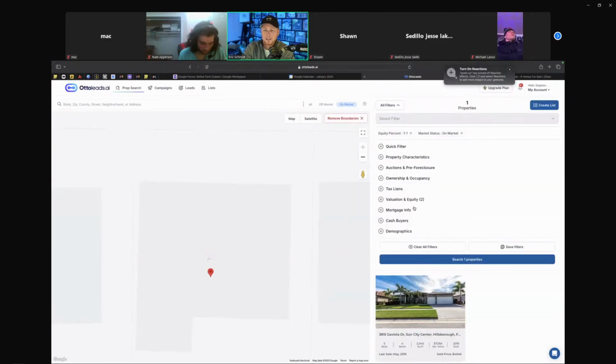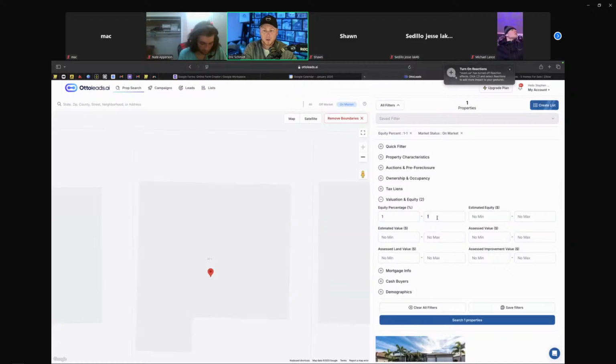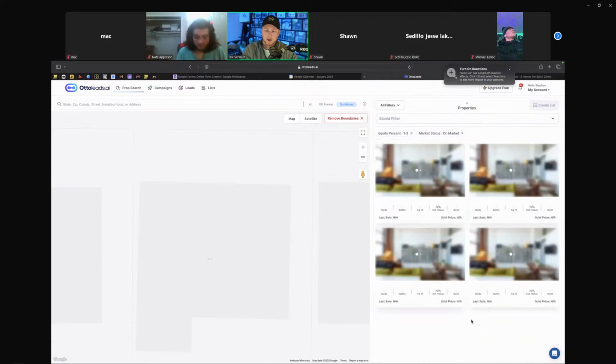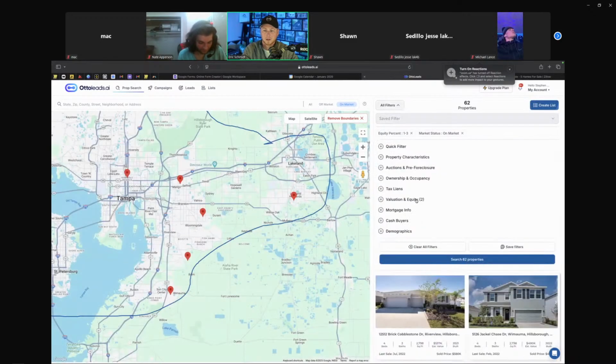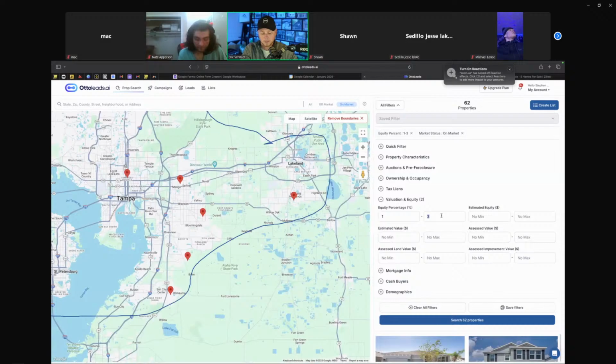So if I go back into the filters, I can go to the valuation and equity. And because only 1 came back, I'm going to increase the max to 3%. And just remember, just because I plug in 3% doesn't mean they have equity, because of all those different variables that we talked about earlier. So if I do a max of 3, now look, boom, comes back with 62 properties. Perfect. Now, some of these people might have a little bit of equity, but that's not the end of the world. I'm going to do a max of 2%. Let's see what it drops it to, 21.